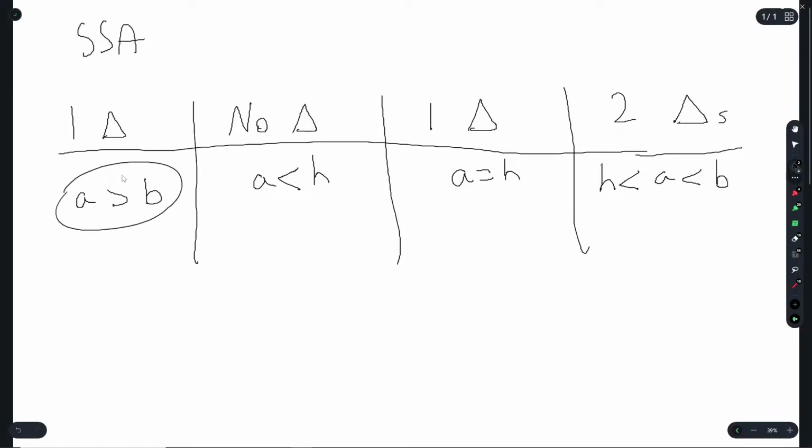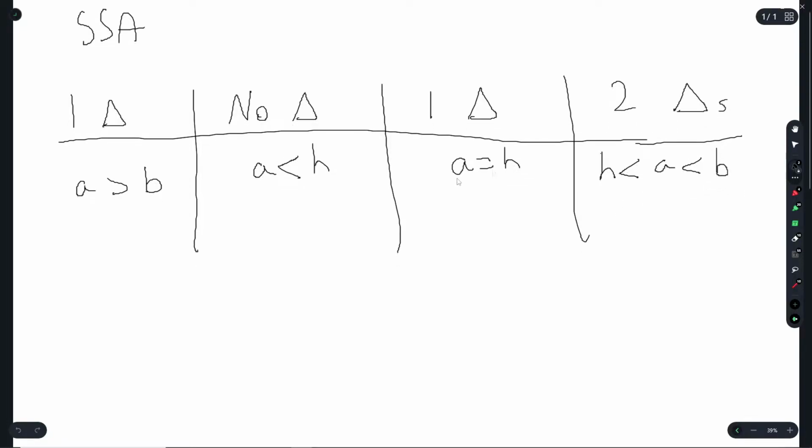If a is greater than b, then it's one triangle. If a is less than h, we'll explain what h is, no triangle. If a equals h, one triangle. If a is between h and b, two triangles. The formula for h is equal to b sine theta, or b sine A.